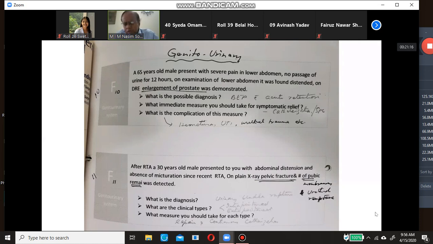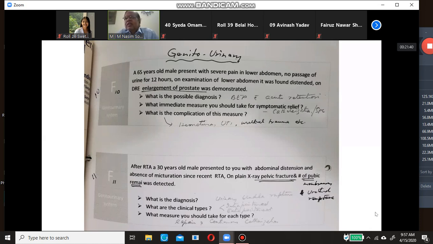What we do, we place 2 stay sutures on the bladder wall, make a small nick, and cut vertically. When the urine comes out, we introduce a wide Foley catheter into it, and then you fix the Foley catheter there. In that way we have this suprapubic cystostomy done.